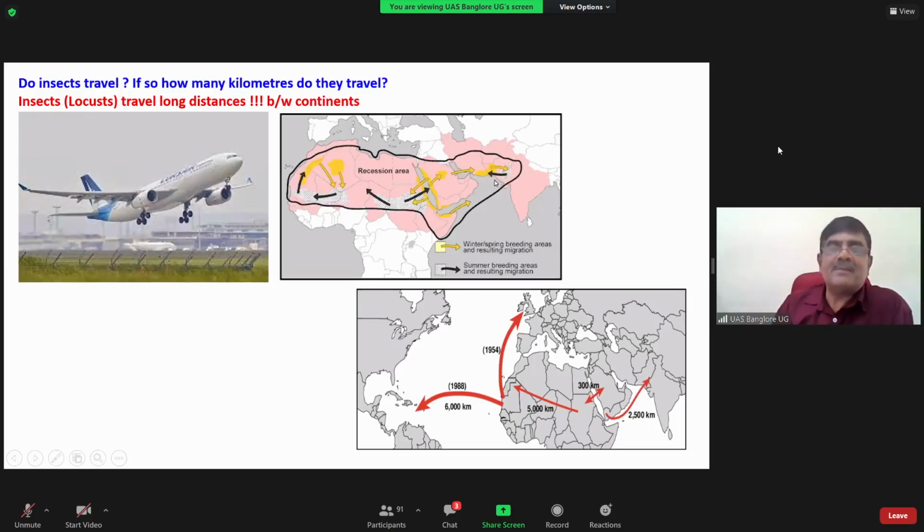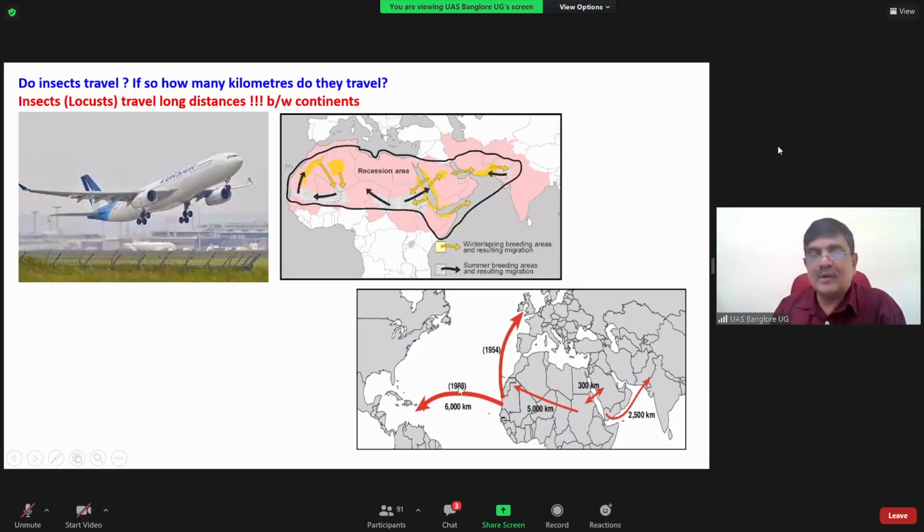The purpose of this migration is, whenever the conditions are unfavorable, it may be lack of food, lack of mates, or unfavorable weather conditions, the insects travel from one place to another in search of favorable environmental conditions. In this diagram, you can see the distance traveled by locusts. Here they had traveled 6,000 kilometers. Here they had traveled 5,000 kilometers. Maybe from Sudan to India, they migrate around 2,500 kilometers.